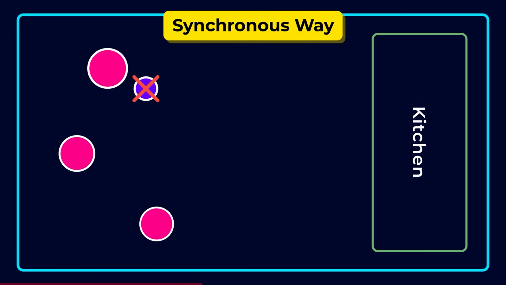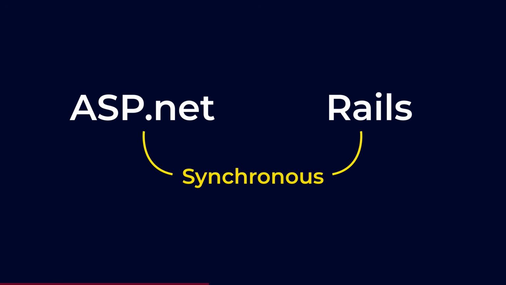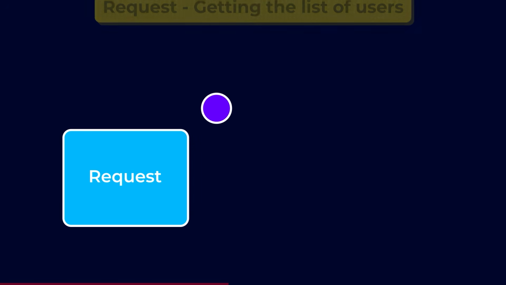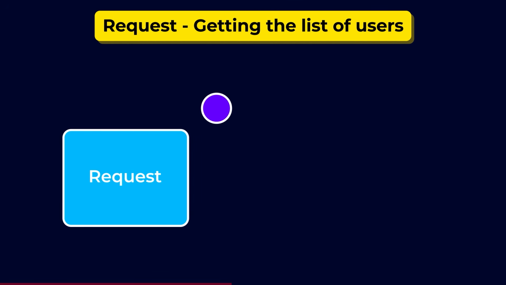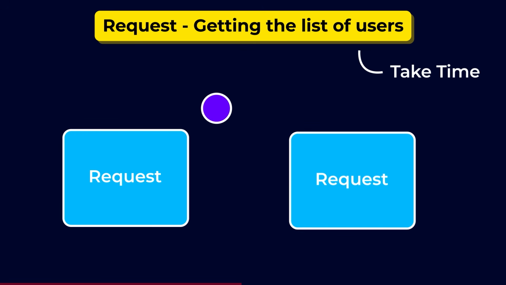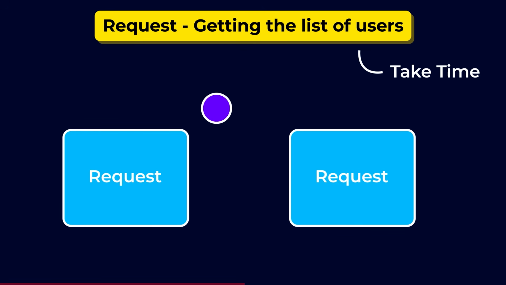Most of the older backend frameworks like ASP.NET or Rails work in a synchronous or blocking way. So when someone sends a request, the server allocates one thread to handle that request. In our example, it is the waiter. Now imagine we have a request for getting the list of users. This task needs a database operation which can take time. Now if at that time we get another request, then to handle that new request, we also need to give them a new thread or waiter.